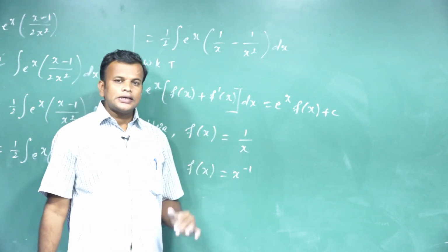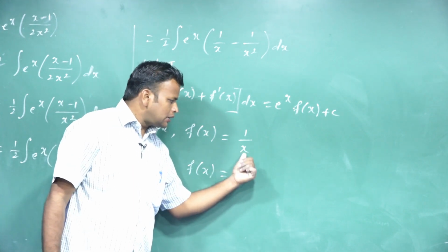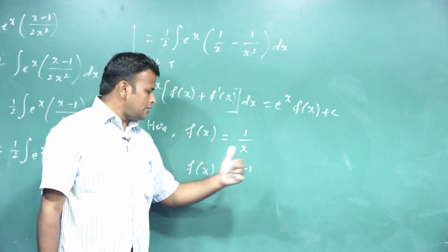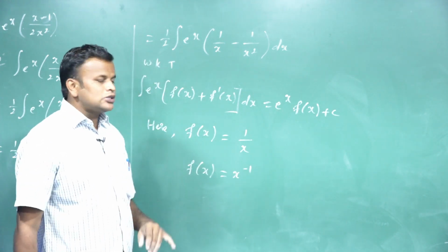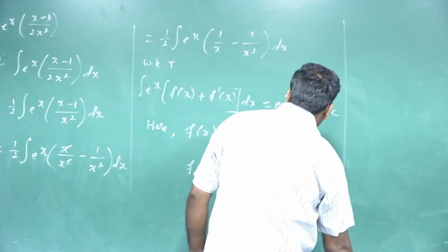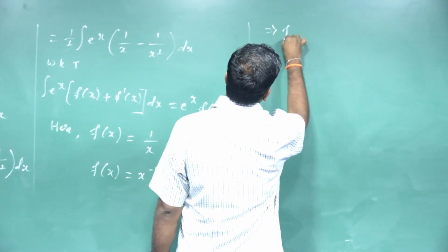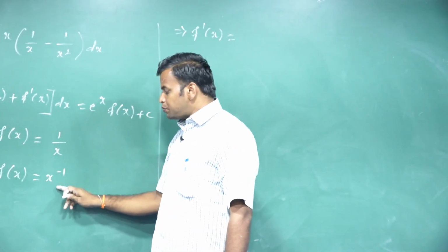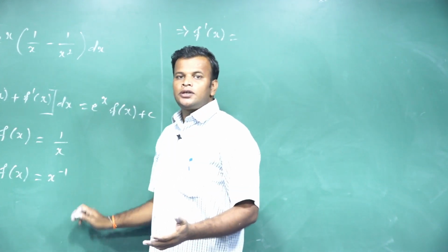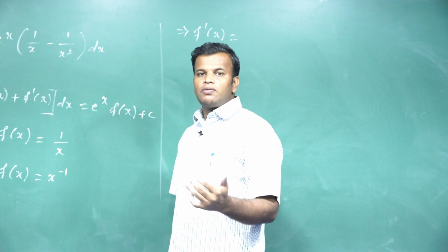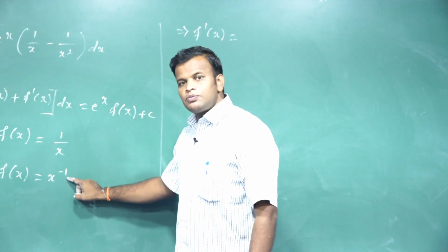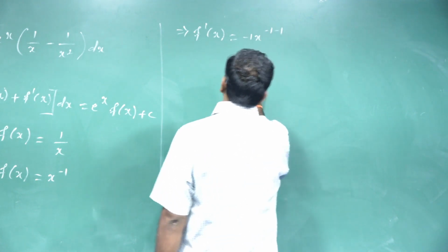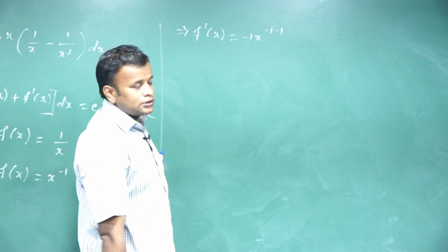We write 1 by x as x inverse. Okay. If a denominator term comes to the numerator, there will be a sign change in the power. So x power minus 1. Now we are differentiating x inverse with respect to x. So f dash of x, that means differentiating f of x with respect to x. The x power n formula of differentiation is n x power n minus 1. Here the value of n is minus 1. So minus 1 x power minus 1 minus 1.